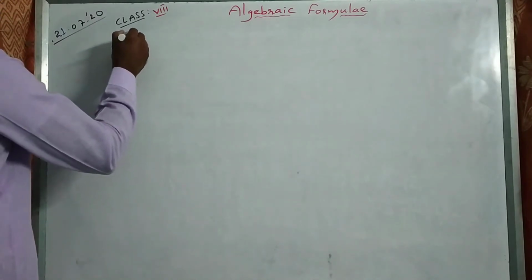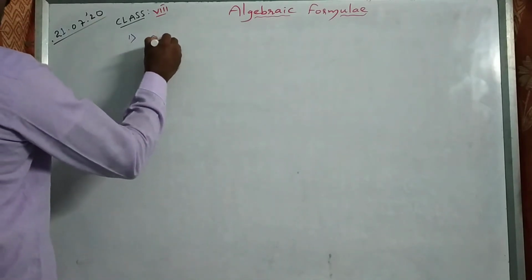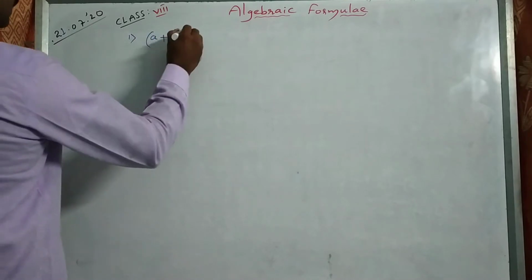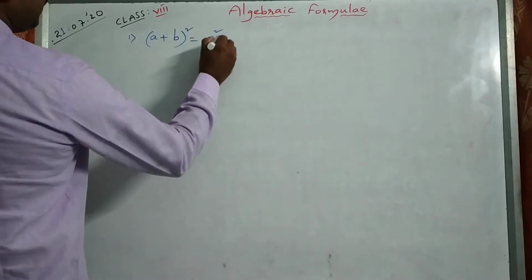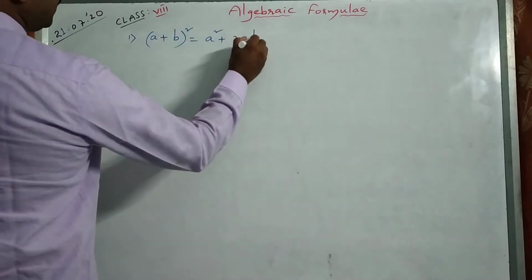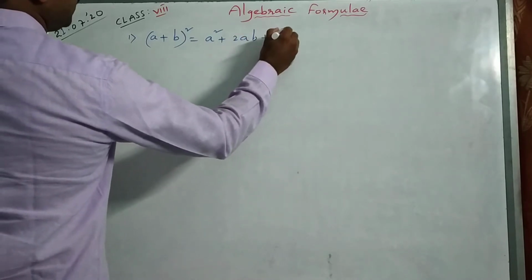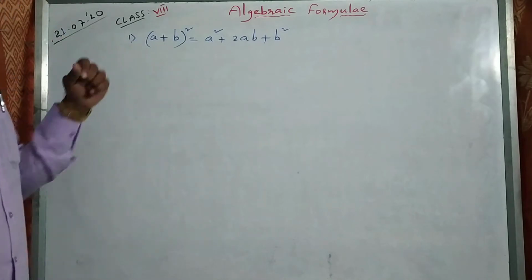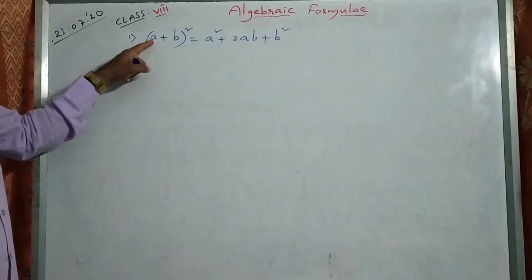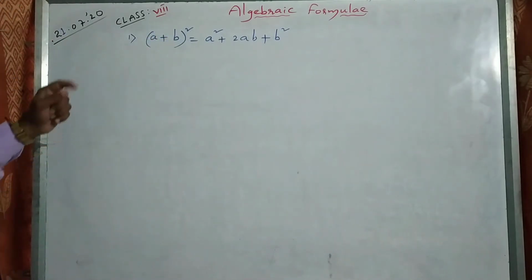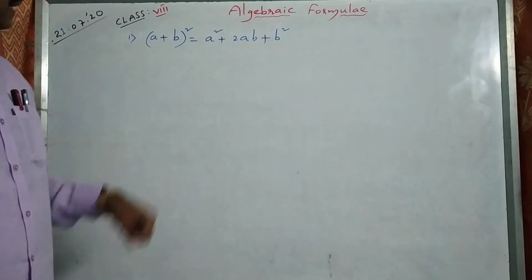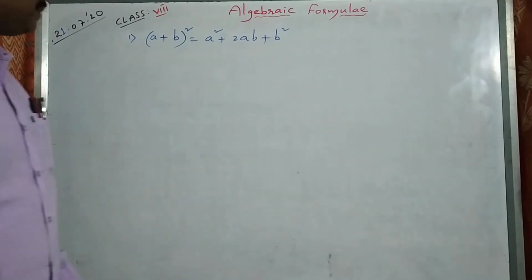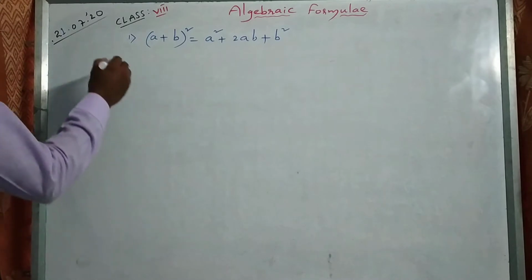First formula we use in algebra is (a plus b) whole square equal to a square plus 2ab plus b square. Square of binomial. Here this is one term, this is one term. Square of binomial is expanded as a square plus 2ab plus b square.